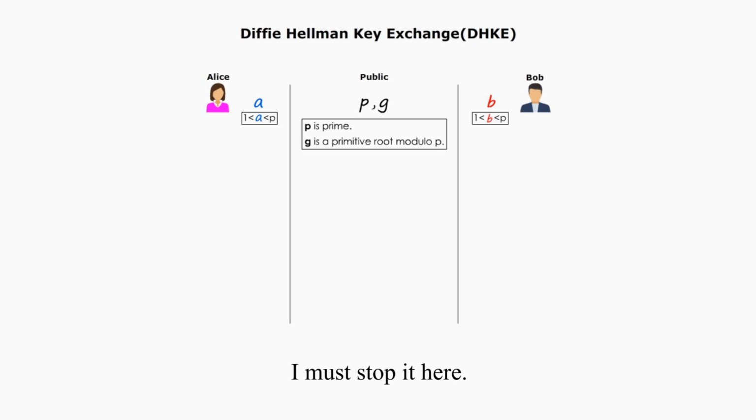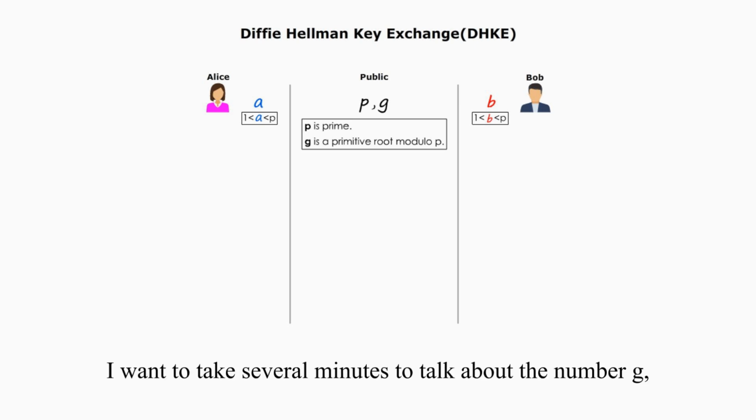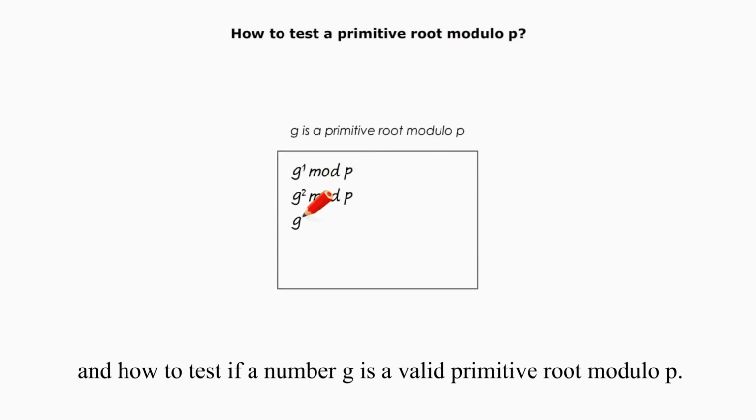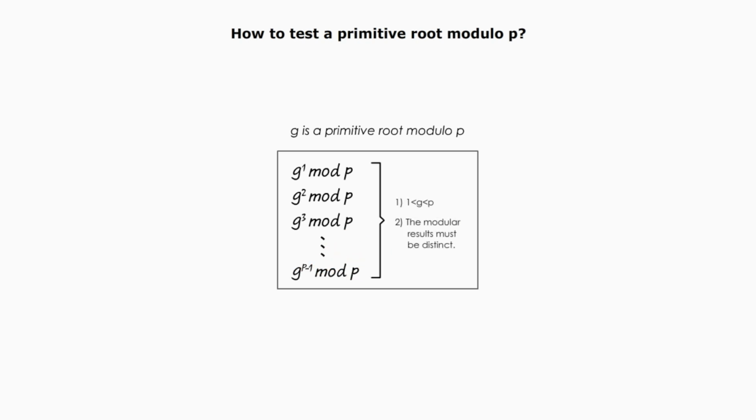I must stop here. I want to take several minutes to talk about the number G and how to test if a number G is a valid primitive root modulo P. The fact that G is a primitive root modulo P must satisfy two conditions. 1. G bigger than 1 but less than P. 2. The modular results must be distinct.